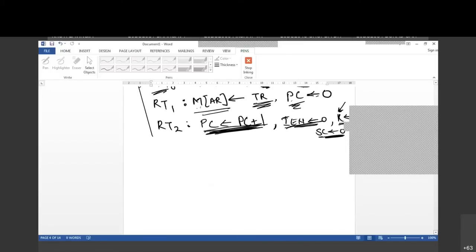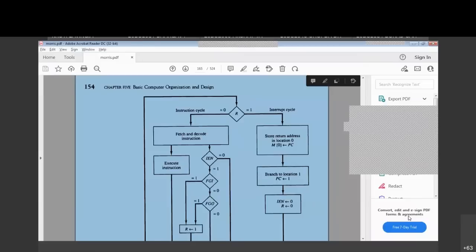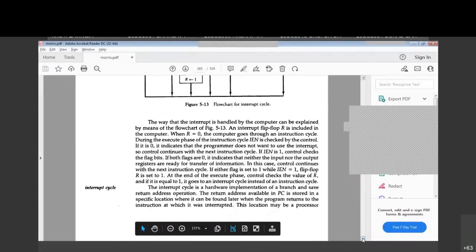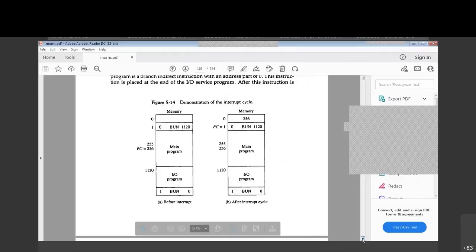If you look at your book here, just like we saw the branch and save return address example, in the same way they have also explained it through an example. This is your instruction that is to be executed. This is your main program. Suppose right now you're at current instruction 255, and an interrupt has occurred.